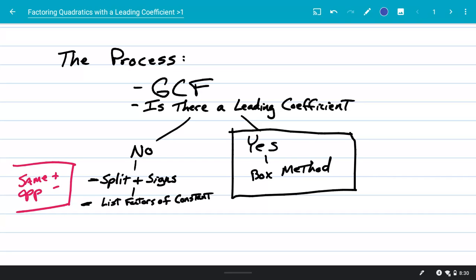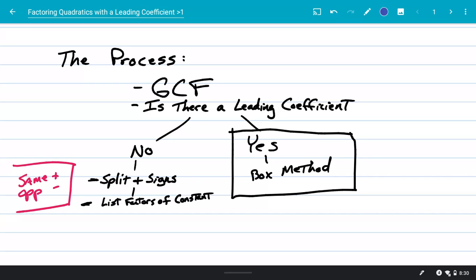We're looking to see if there's something that goes into every part of the quadratic. If we do and we can pull that out, it's going to make our life easier. If you don't, you can still factor it. It's a lot harder to do. So we always want to take out the GCF first. Next question is there a leading coefficient? And this is where we're going to diverge one of two different directions.